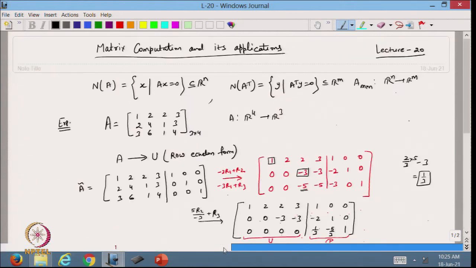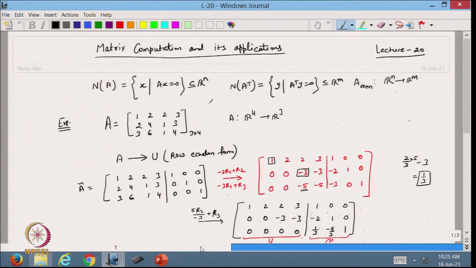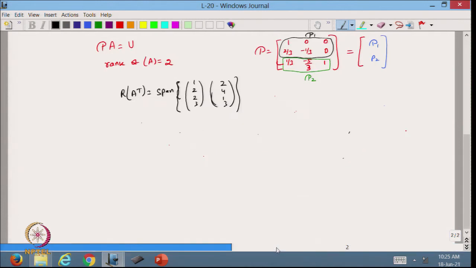and then 2, 4, 1, 3. So it is basically spanned by these. And of course, we have seen that this is a transformation from R4 to R3 and it contains 4 components. So definitely it is a subspace of R4. So that we have taken, and I also know that the rank is 2.